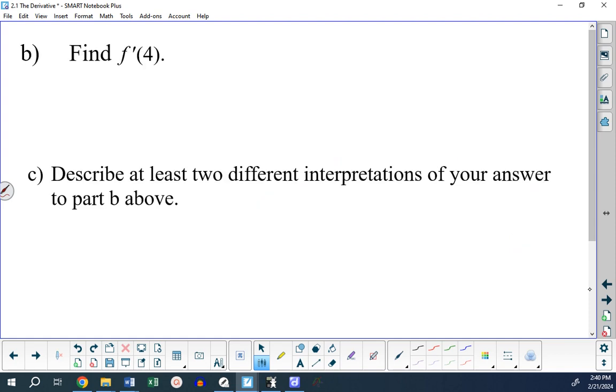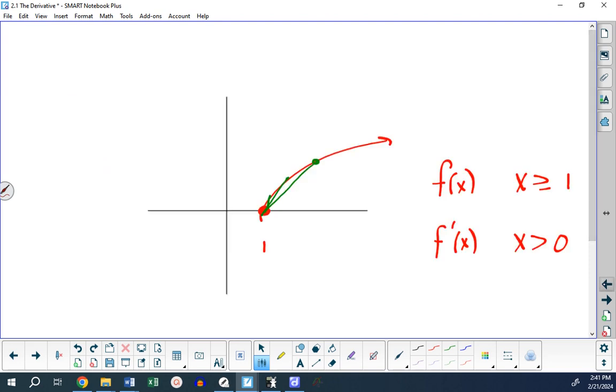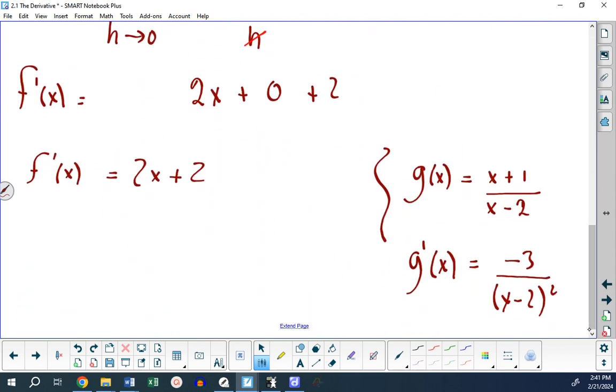So f prime of x was 2x plus 2. F prime of 4 will be 2 times 4 plus 2. Listen, we're using function notation here the same way we would use function notation for anything. If I said, just going back here, g of x, totally different question. G of x is this, and I said, what is g of 4? Well, it would be (4 plus 1) over (4 minus 2), right?